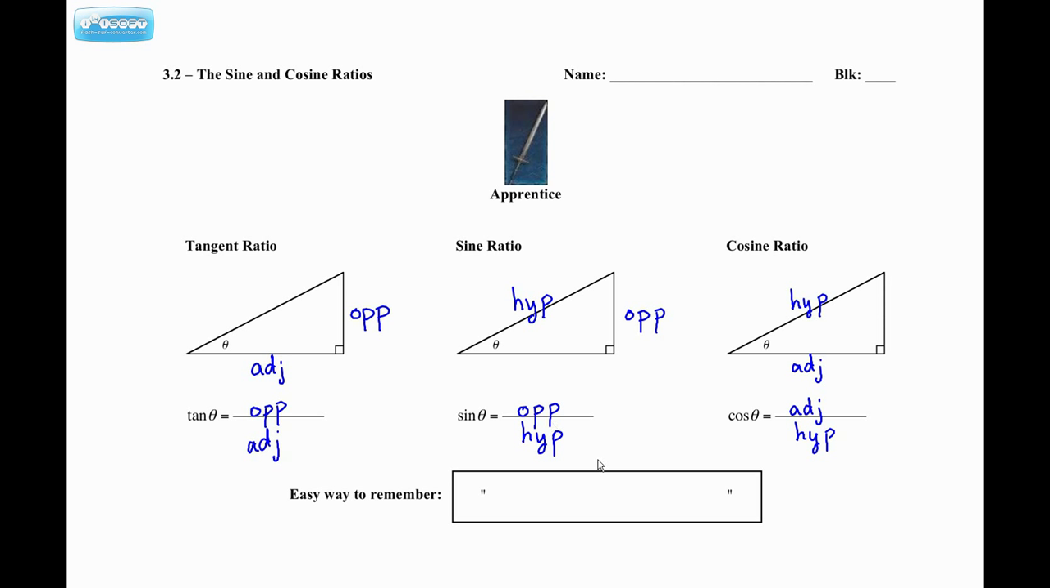All right, well, how do you remember all this stuff? Well, there is an easy way to remember them. Remember when I talked about tangent, I used the word TOA, T-O-A. And for sine, we'll use S-O-H, pronounced "so." And for cos, C-A-H. We could say "ka." So this is typically what's used.